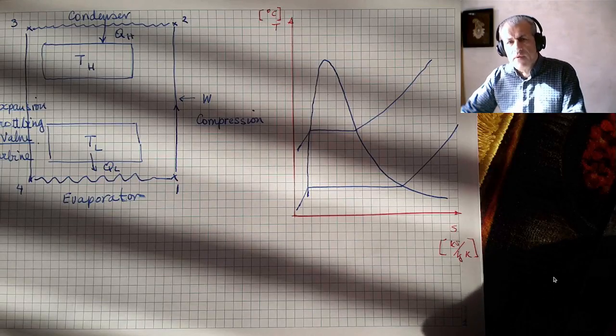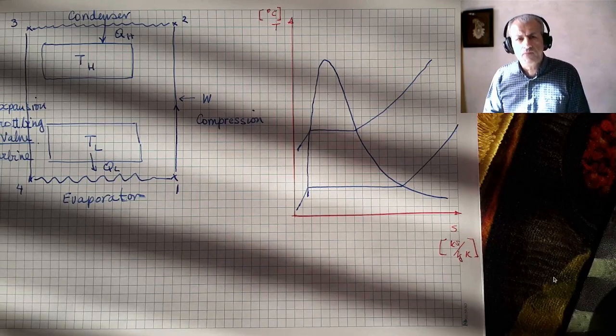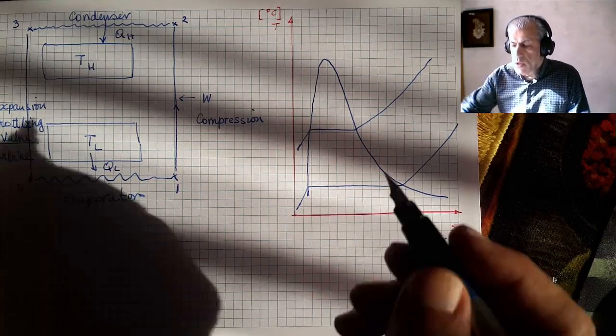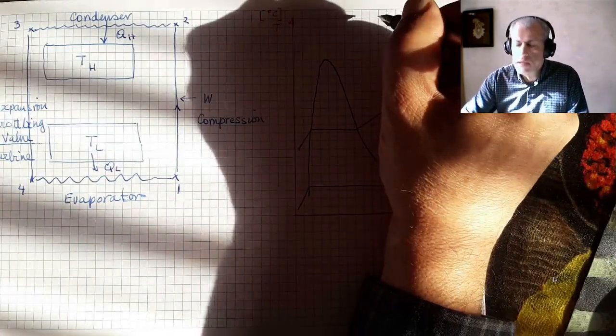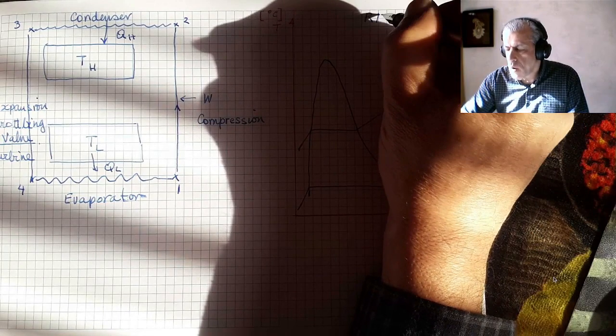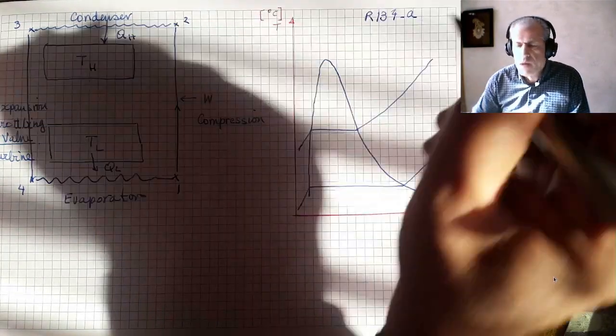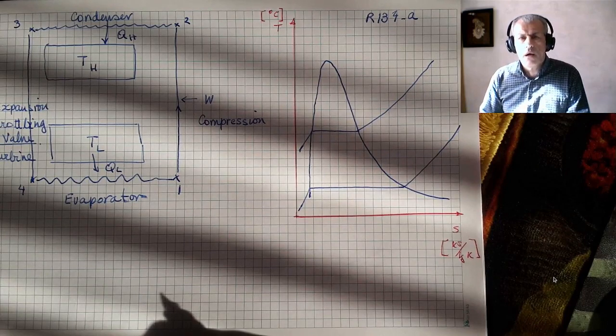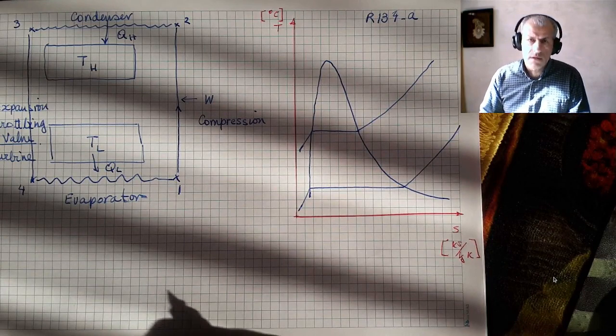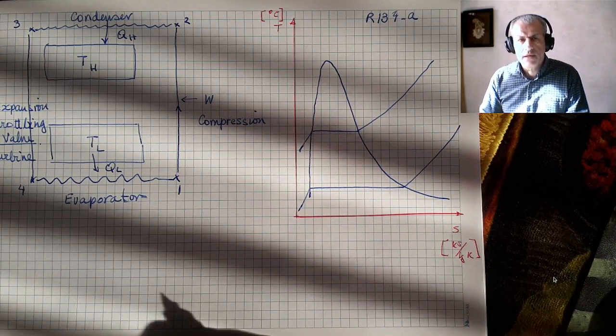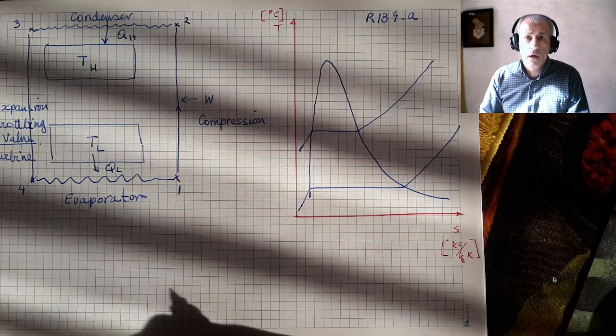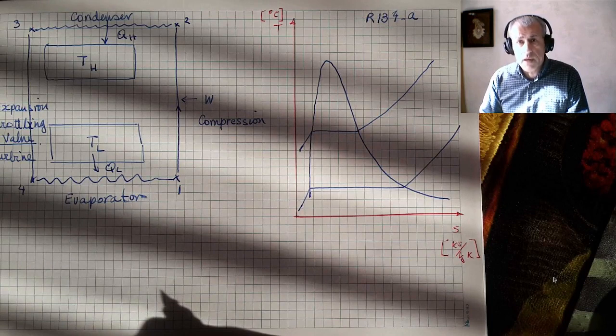Now, assume that we have a TS diagram, and the medium that is usually used these days is R134A. Previously, R12 or R22 were used. Ammonia is still used on occasions, but R134A is very common for our daily refrigeration problems.